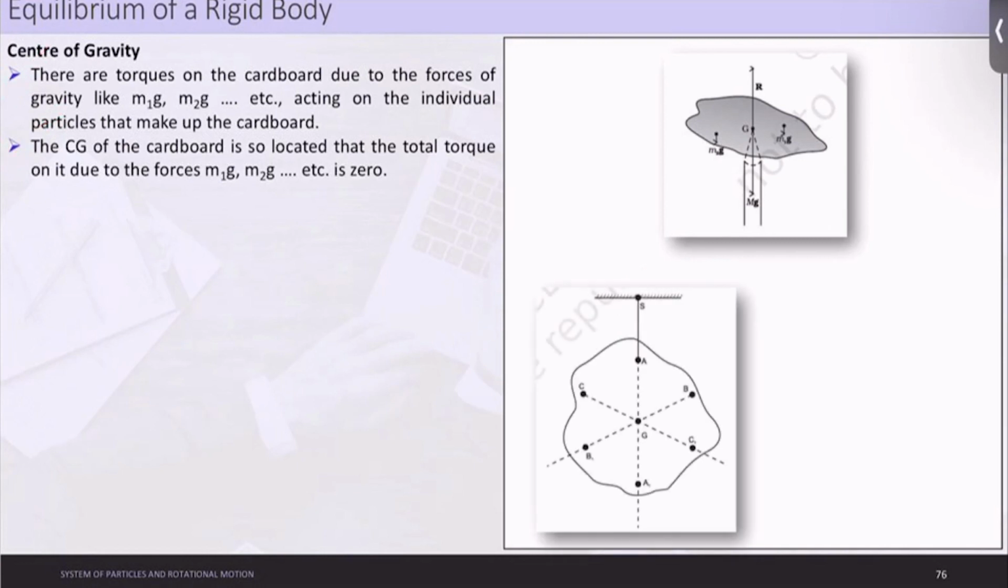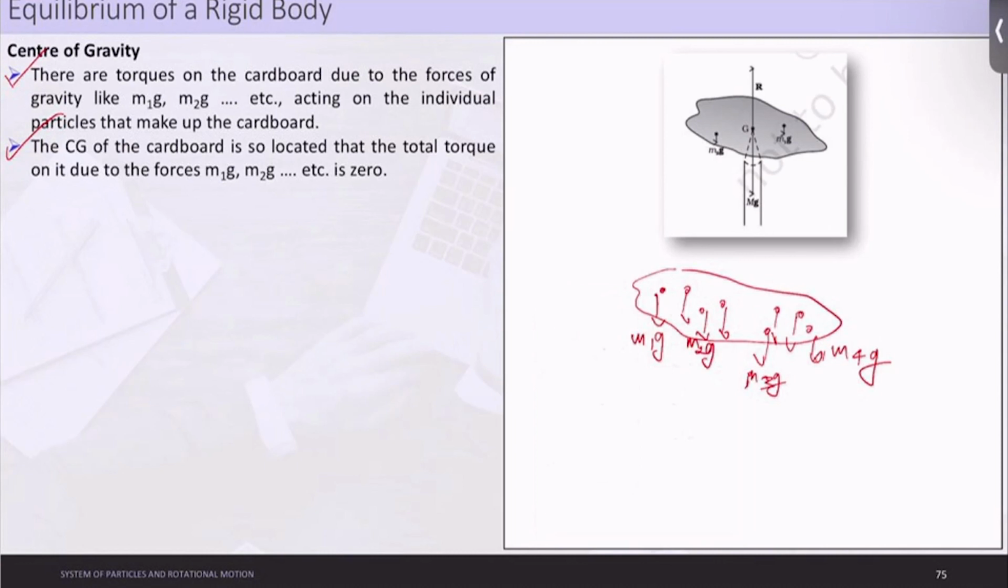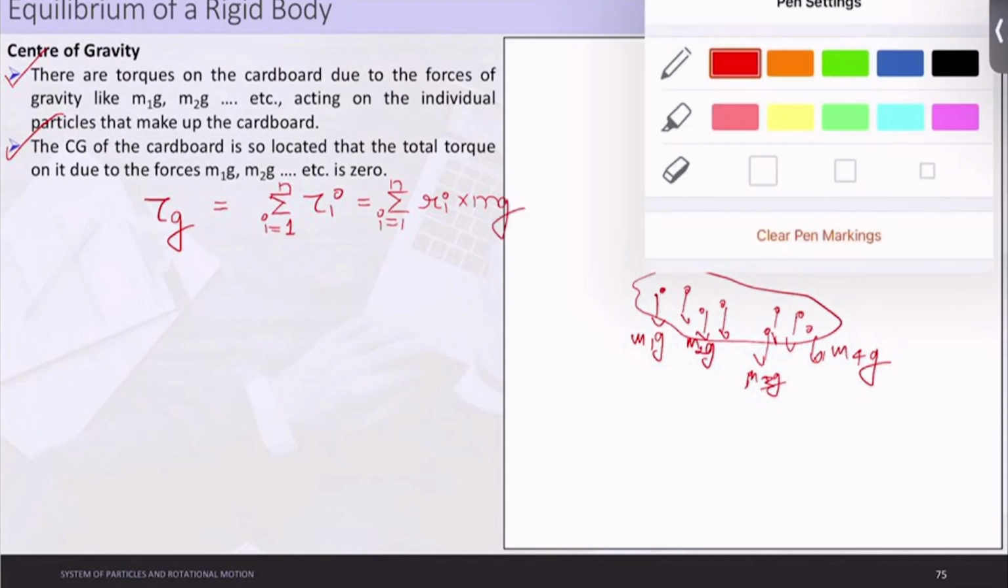Correct? So now, first of all, let me explain more. What is happening here is that the total tau g, the total gravitational torque, is equal to the summation of all tau i, where i is from 1 to n, which is equal to the summation, i from 1 to n, of ri cross mig. ri cross F is basically mg here, or I can write this as m1g.